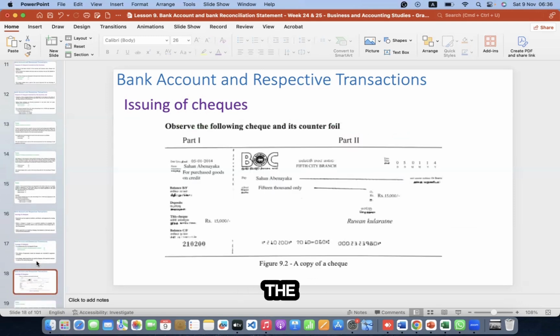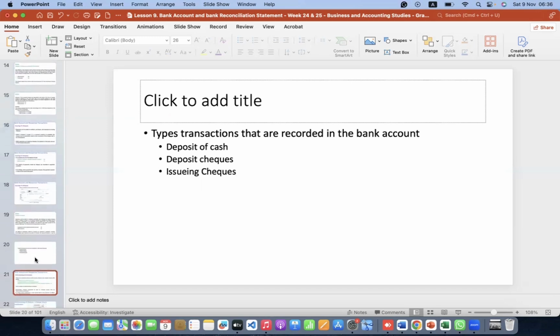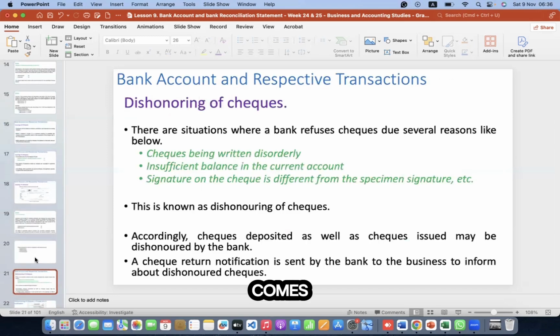So this is the look of a check. This is called the counter file, and this is called the check. Okay, we discuss about this in detail during the class. And then comes the dishonoring of checks. Dishonoring of checks is happening when the check is in disorder and when the balance is not sufficient and signatures on the checks differ from the specimen signature.